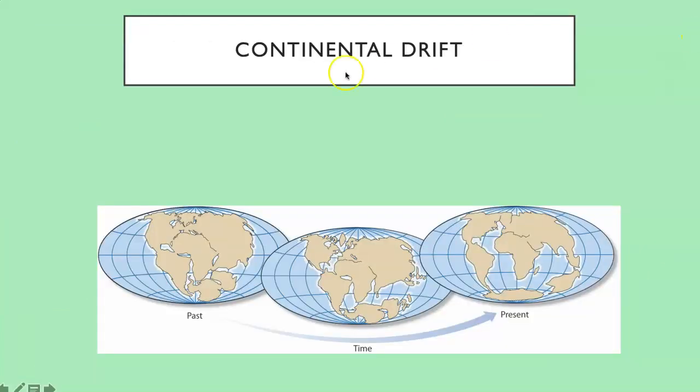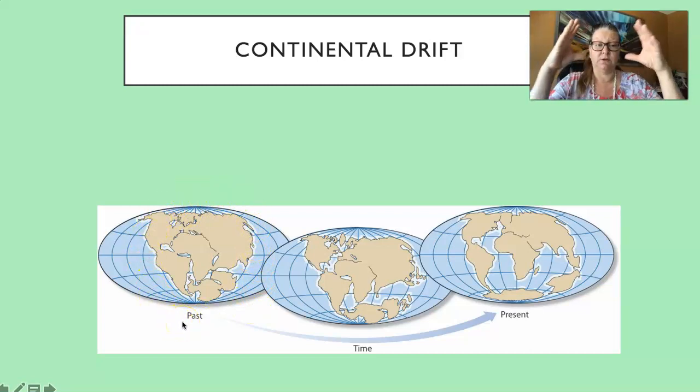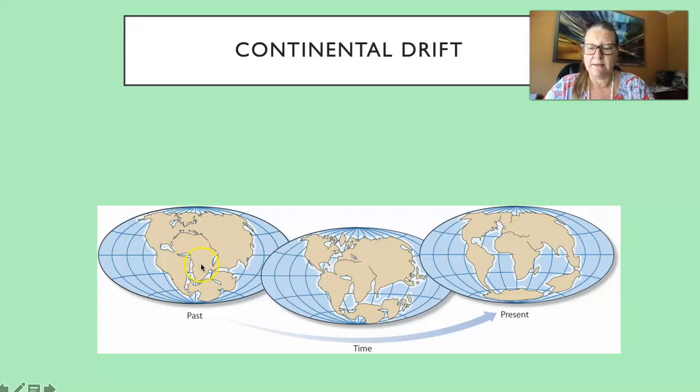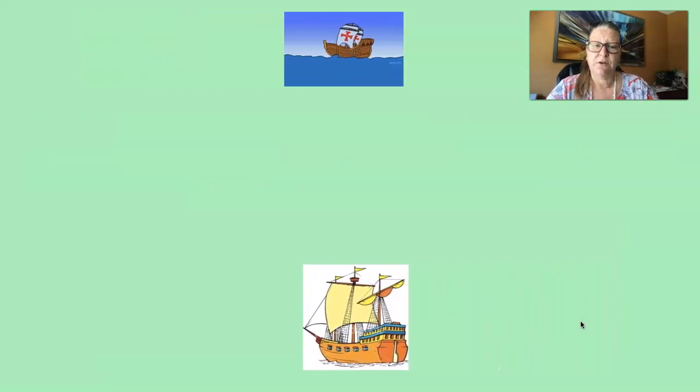So what is this idea, continental drift? As shown in this cartoon, the idea was that in the past, all of the continents were together in a supercontinent, and that since that time, those continents have drifted apart from each other to their present configuration. So here's a definition.